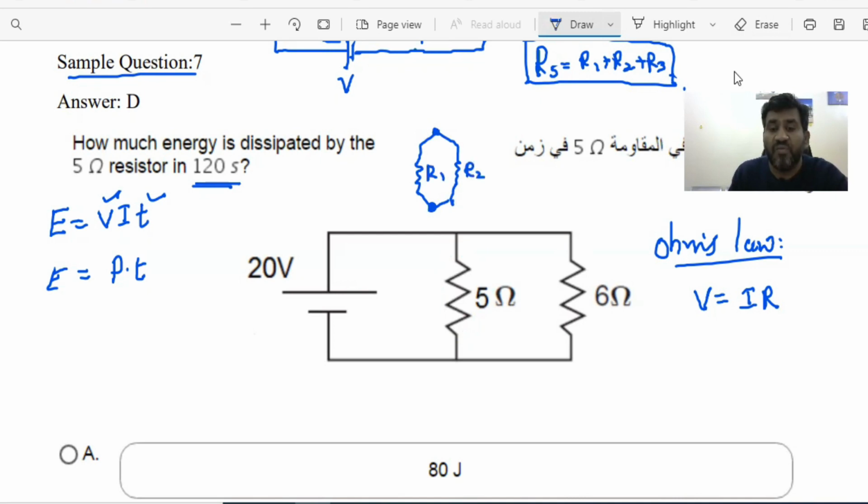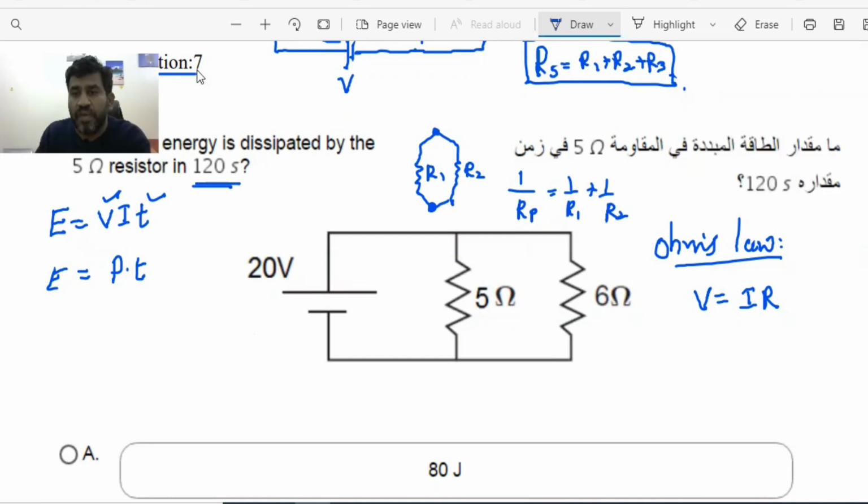Now how do I calculate the total resistance of this circuit? The total resistance when connected in parallel, we can write as 1 by Rp is equal to 1 by R1 plus 1 by R2. This is the formula to calculate the total resistance of resistors connected in parallel.